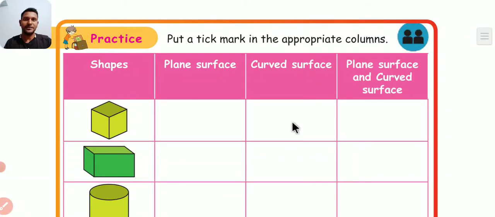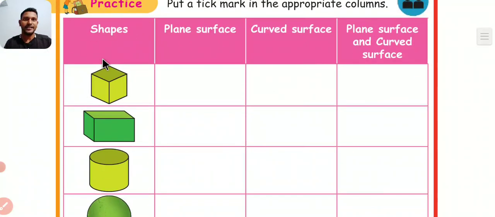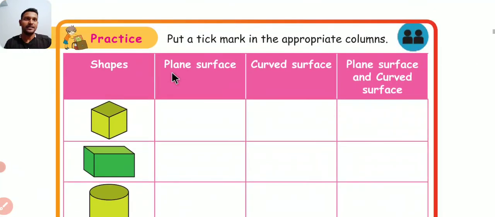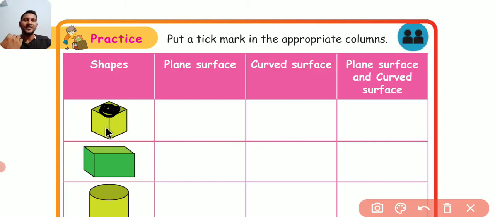Shall we do this practice? Here they are giving some shapes, and in this column we have plane surface, curved surface, plane surface and curved surface. We have to put a tick mark for the correct surface. I already taught you which is plane surface. Plane surface means the flat surface. This is cube, and in this cube the top part is flat, so it has plane surface. Is there any curved surface? Curved surface means a round surface. There is no round surface, therefore it has only plane surface.